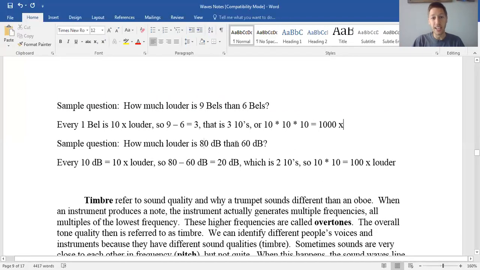How much louder is 80 than 60? Again, 80 minus 60, that's 20 decibels. That's 2 tens, and every single 10 is 10 times. 10 times 10, that's 100 times louder.